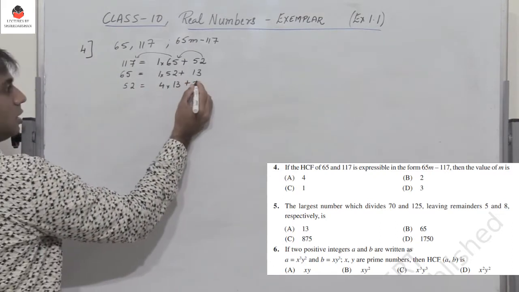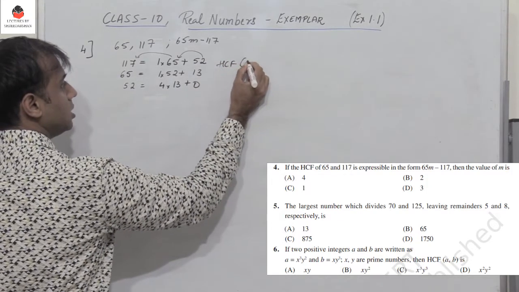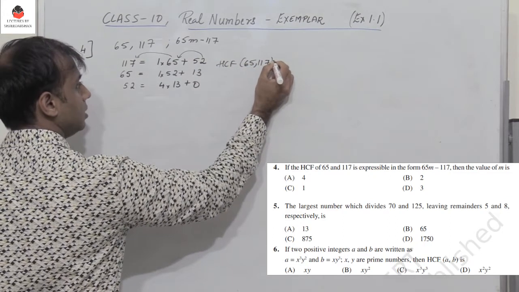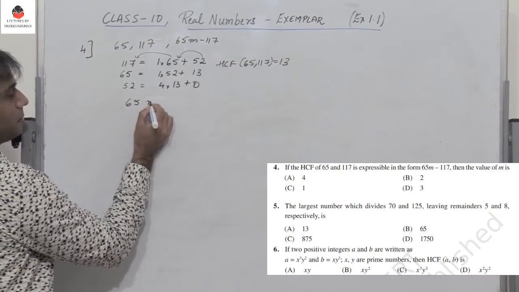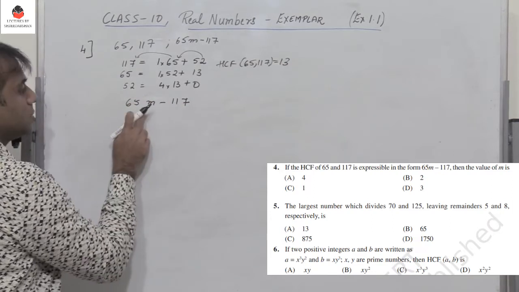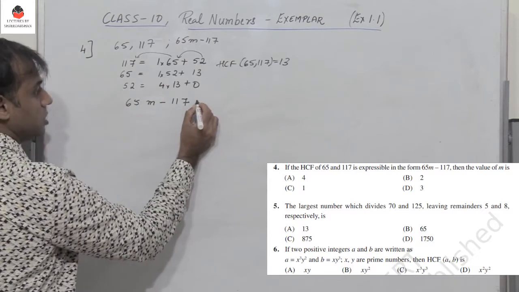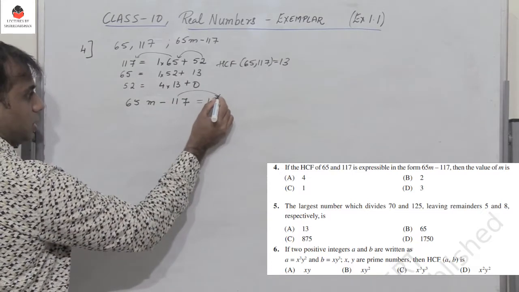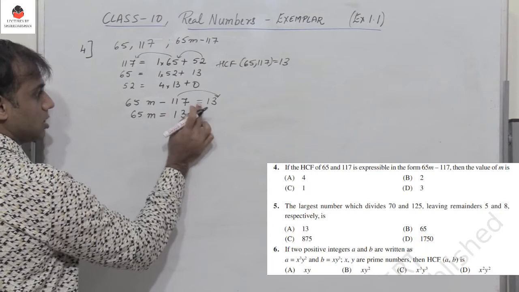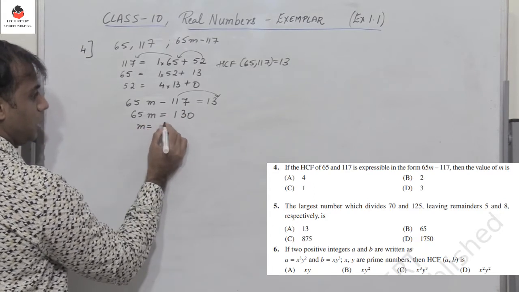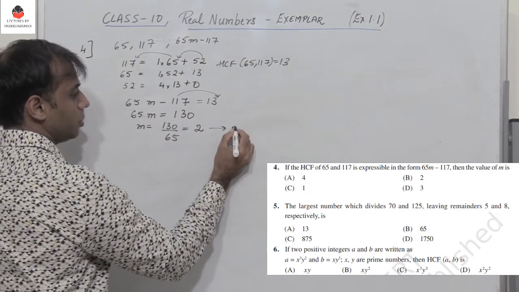Alright, so therefore this is the method to find the HCF. So the HCF of the two numbers 65, 117 is 13. Now we have 65m minus 117. Now it's been given that 65m minus 117 is nothing but the HCF, which is equal to 13. Now let me take this number to the other side. We get 65m equals 130, since 117 plus 13 is 130. So m would be 130 by 65. So m is equal to 2. So the right option is option B.